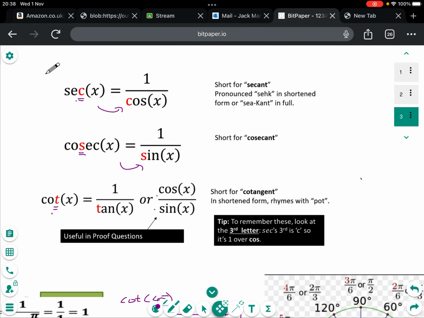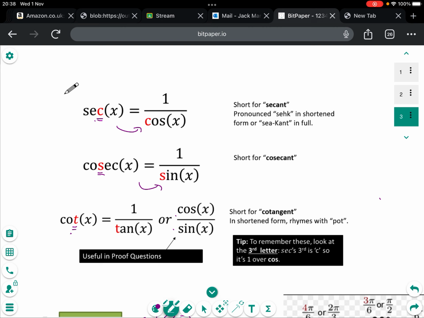Right. So to start with, what are these functions? So you can see here I've put the third letter in red because it's going to give you a big clue each time. So sec, the third letter is C. So sec is 1 over cos. Okay. Cosec, the third letter is an S. So that means you've got an S in the denominator. You've got 1 over sine. And cot, yes, it is 1 over tan.